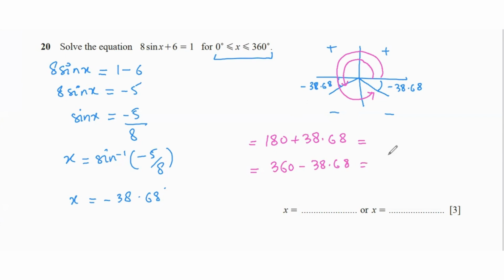So for the first one, it's 180 plus 38.68. And for the second angle, it's 360 minus 38.68. So this is 218.68. And this one is 321.32. So these are the two angles which fall in the given range.